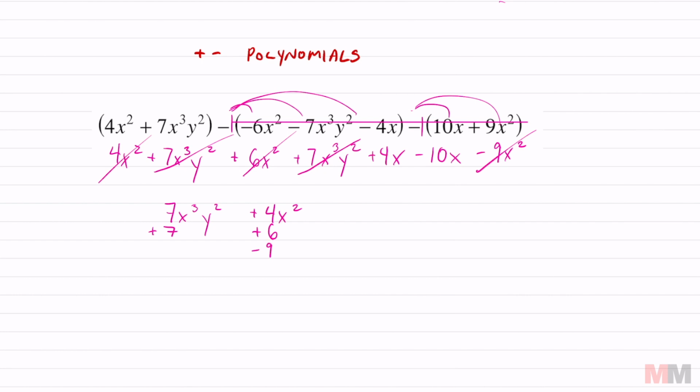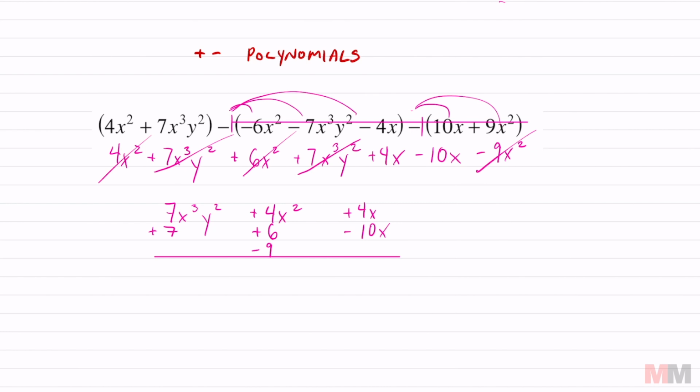-9 also has x squared. The last one is just the x terms. I got 2 terms left, and they both happen to be x, so I'm going to write +4x minus 10x like that. And from here, they're all organized. They all look neat. Just start adding them up.